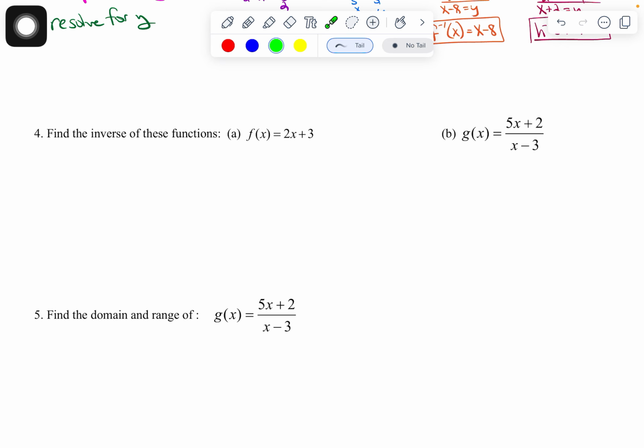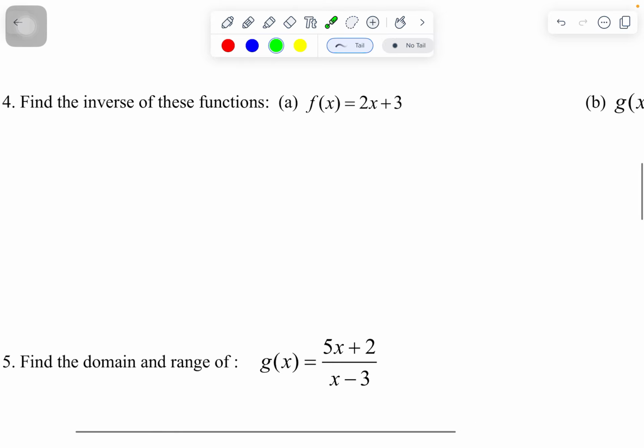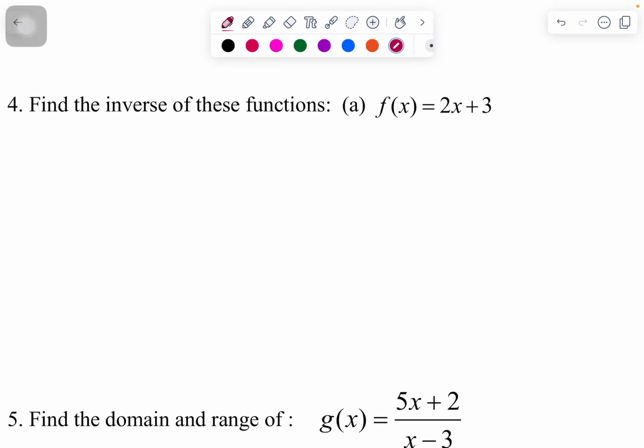Now, these are a step up from the one-step equations that we did in problem number 3. All right, so problem number 4, part A, of course, is the same thing that we did last time. We are going to swap x and y. That's my weird and symbol, just so you know. And then once you've done that, solve for y. All right, so step 1 here is we're going to swap x and y.